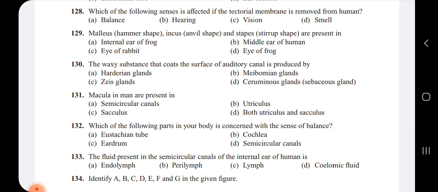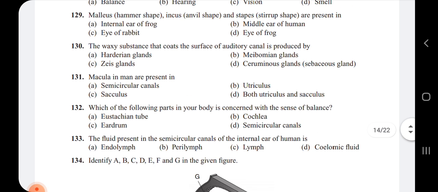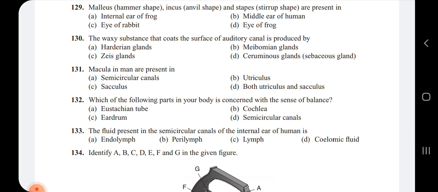Next question. Malleus, incus and stapes are present in the middle ear of the human being. Next question. The waxy substance that coats the surface of the auditory canal is produced by the sebaceous glands, which secrete sebum and are also called the ceruminous glands.